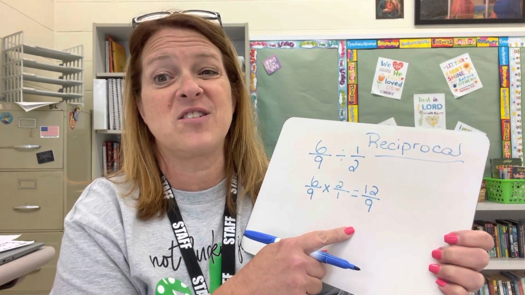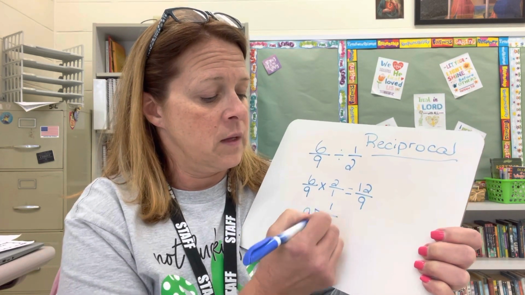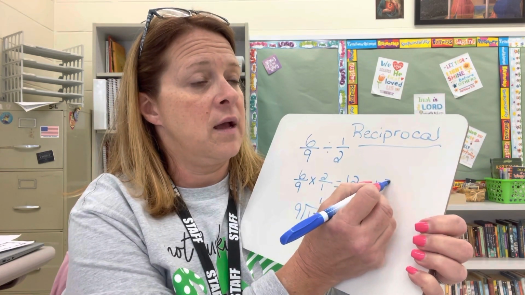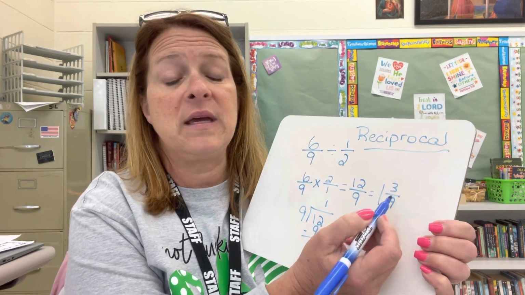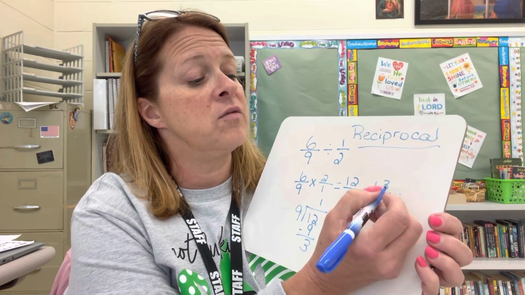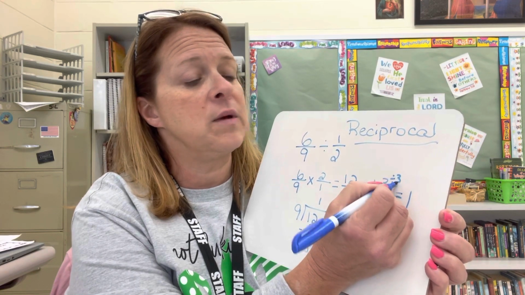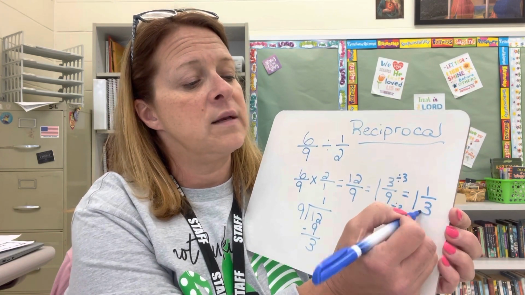Now I have an improper fraction, so I have to divide. 12 divided by 9 equals 1 with 3 left over. So that's 1 3/9. 3/9 can be simplified further. 3 and 9 have a common factor of 3. So 1 3/9, I'm going to divide 3 by 3. Going to divide 9 by 3. Becomes 1 1/3.